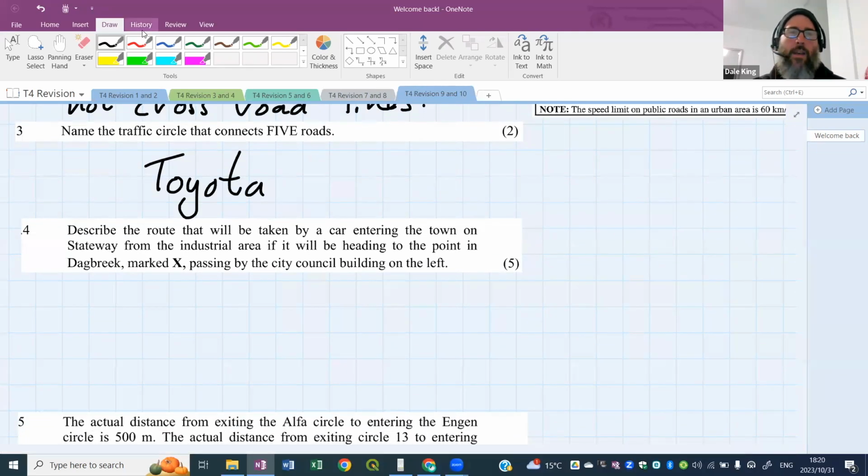And you know it's coming, hey? Usually with these map work questions, there is often one where they ask you to describe the route. Okay, so describe the route that will be taken by a car entering the town on the stateway from the industrial area if it's heading to point X at Dagbreek, passing by the city council building on the left. So you're coming into town from stateway industrial area, heading to Dagbreek marked X, passing the city council building on your left.